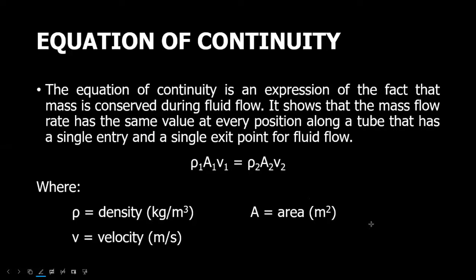Next, we have the equation of continuity. This equation of continuity is an expression of conservation of mass during fluid flow. So sa example na ito, ang mass flow rate, delta M over delta T, is equal to ρ1 A1 V1 equals ρ2 A2 V2. So ρ1 A1 V1, this is the density times the cross-sectional area times the velocity of a fluid, which is consistent all throughout the tube system.